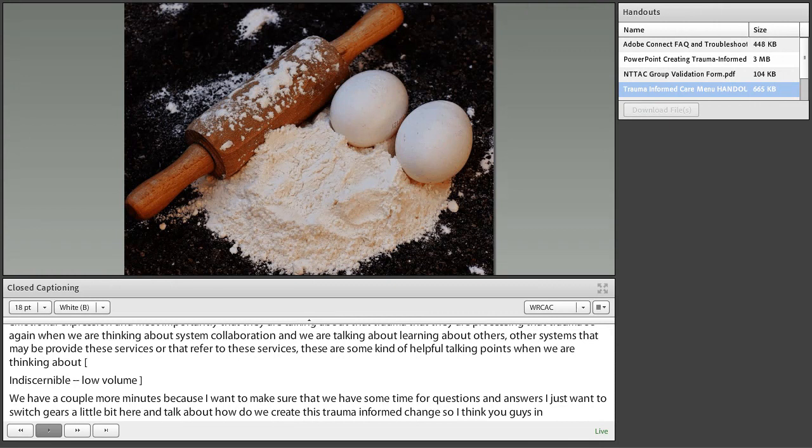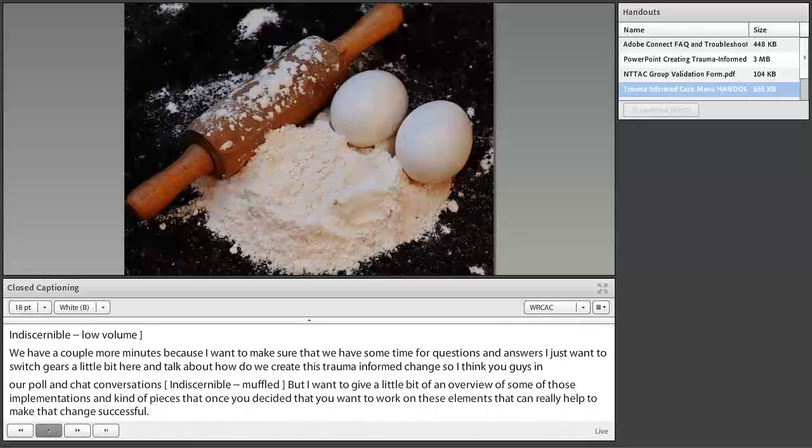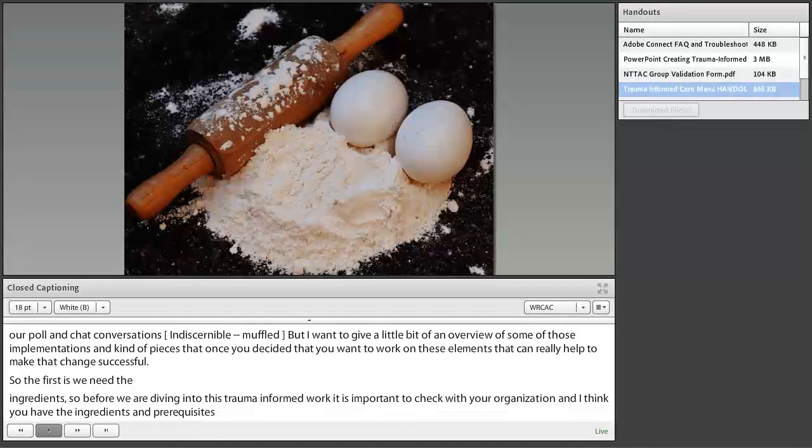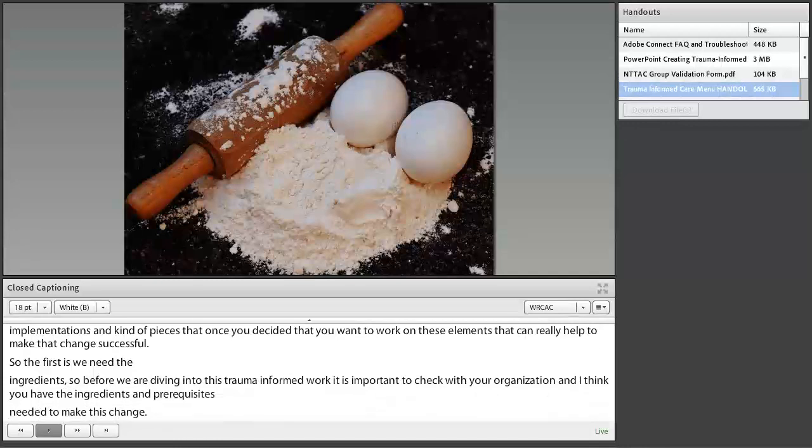Okay, so the first is we need the ingredients. Before we dive into this trauma-informed work, it's important to check with your organization to see if you have the ingredients or prerequisites needed to make this meaningful change. By those ingredients, I mean things like time. Do we have the time to work on this? Do we have the resources? Do we have the capacity? Are we operating with a lot of vacancies? Maybe this isn't the best time to engage in some of these initiatives. And really importantly, do we have the motivation? And where is that motivation? I think that's so important in thinking about where we want to start this work.